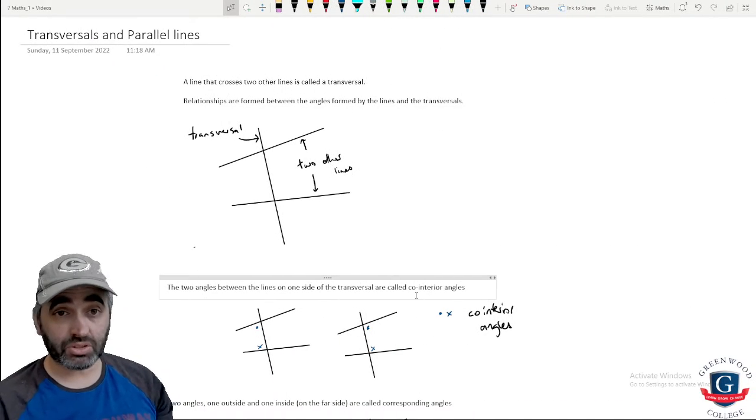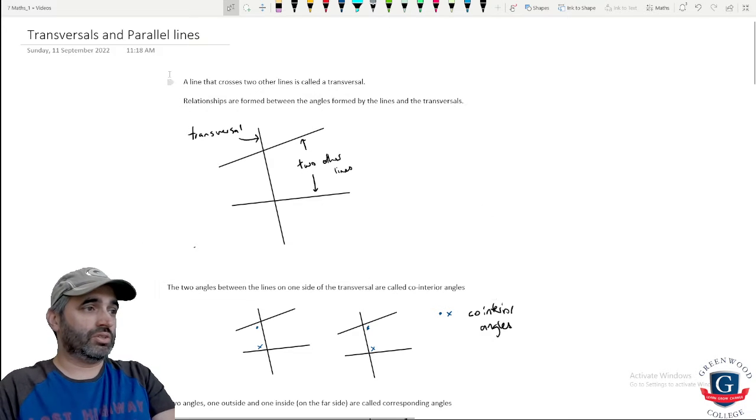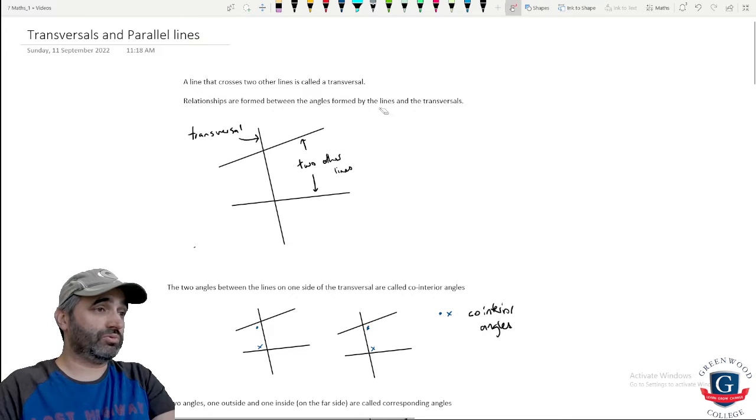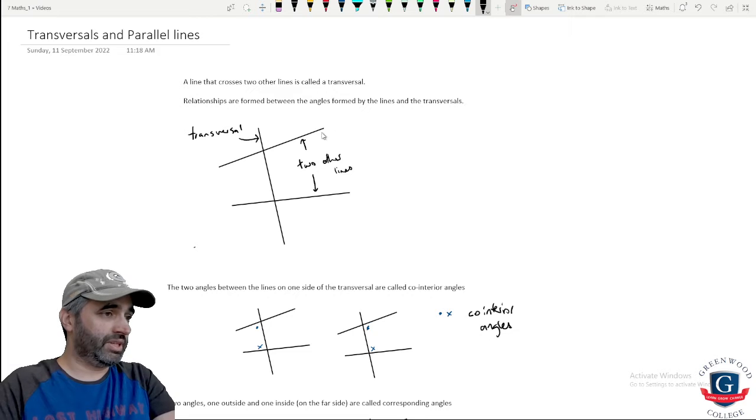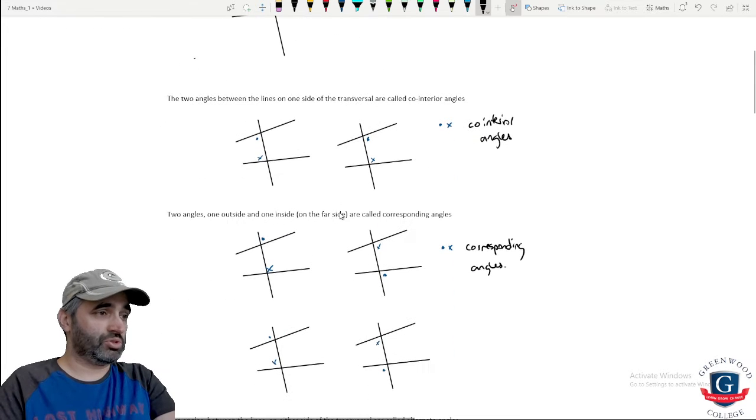Hi everyone, today we're going to look at transversals and parallel lines, and hopefully this will clear up some of the misconceptions that we've had in class. So a line specifically that crosses two other lines is called a transversal, and there are relationships formed between the angles formed by the lines and the transversals. So here's a transversal, here are two other lines, and it's this situation that we're going to look at today. So when a transversal crosses two other lines, it creates some pairs of angles, and they've got specific names.